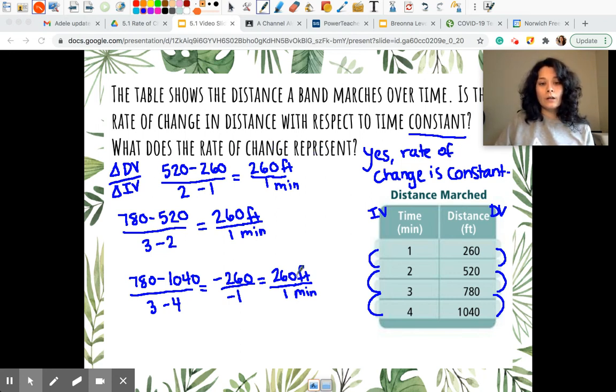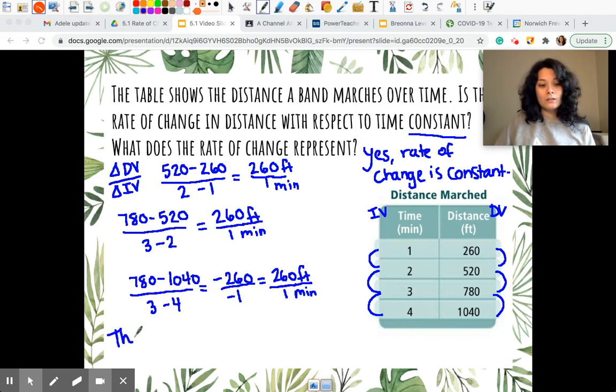Well, take a look at our reduced rates of change here. This is 260 feet per minute. And remember, this is the distance that a marching band is marching over time. So if you think about it, this is their speed, right? This is telling me that they're marching at a speed of 260 feet per minute. I have no idea if that's fast or slow, but that's what it's telling us.